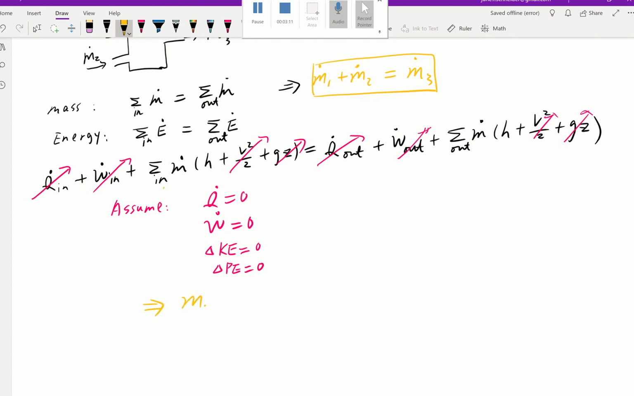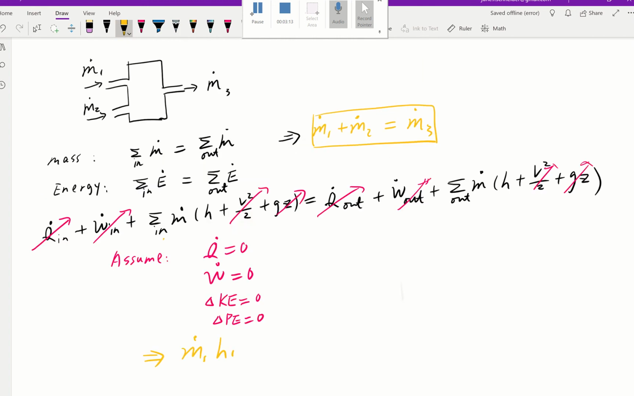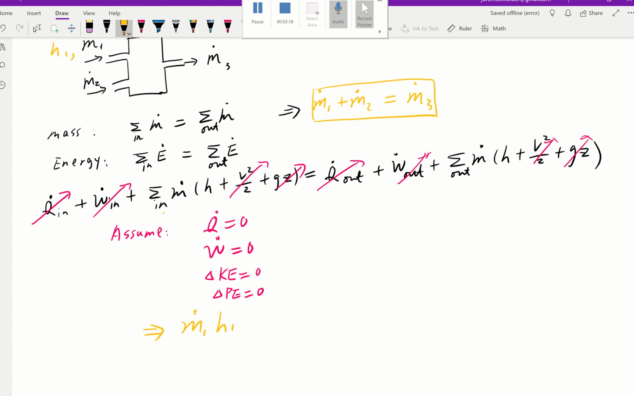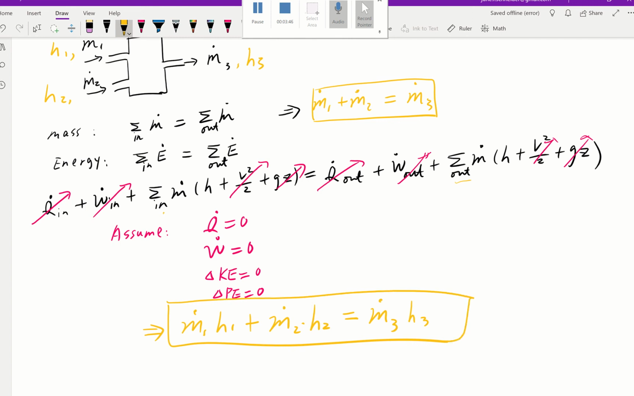So the only terms left to look into at the inlets, there are two of them. It will be m1 dot times h1, the enthalpy coming into this particular inlet. Then the second inlet will be its mass flow rate times its respective enthalpy h2 right here. That's our left-hand side. For our right-hand side, it's only one outlet, so that would be only mass flow rate m3 coming out with its respective enthalpy, h3. That's our energy conservation equation for this mixing chamber.